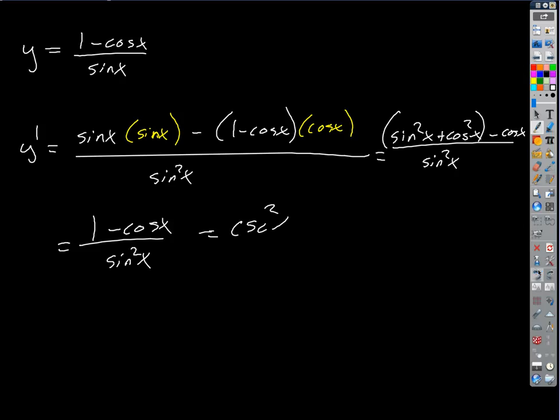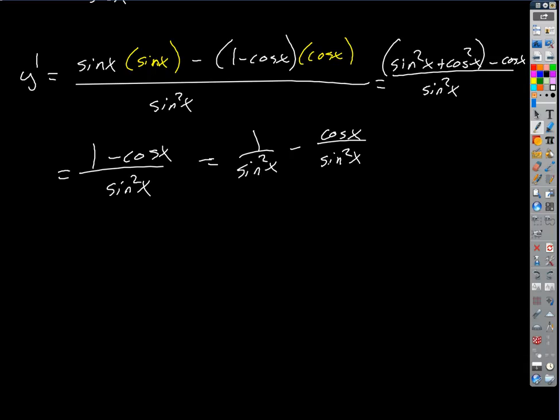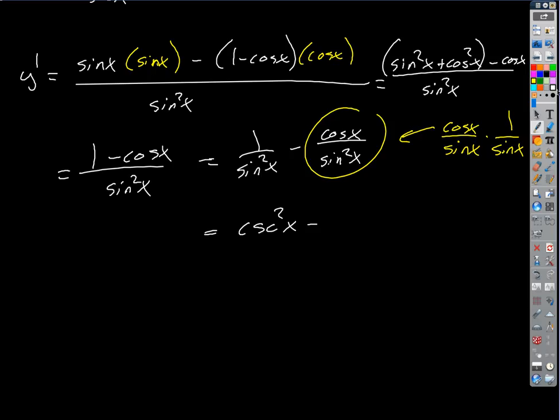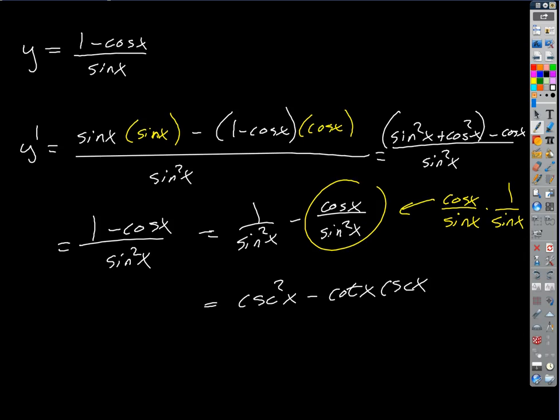Let me write this out. I think that's important. Maybe I actually write the steps out. So we're going to get 1 over sine squared x minus cosine x over sine squared x, right? Okay, how can I divide this one up? So sine squared x is just sine x times sine x, and I can regroup these. Okay, good. So I could write this as cosecant squared x minus, now if I take this one, and let's group this guy as cosine x over sine x times 1 over sine x. What's cosine over sine x? Okay. Do you agree? Okay, so that's our answer.